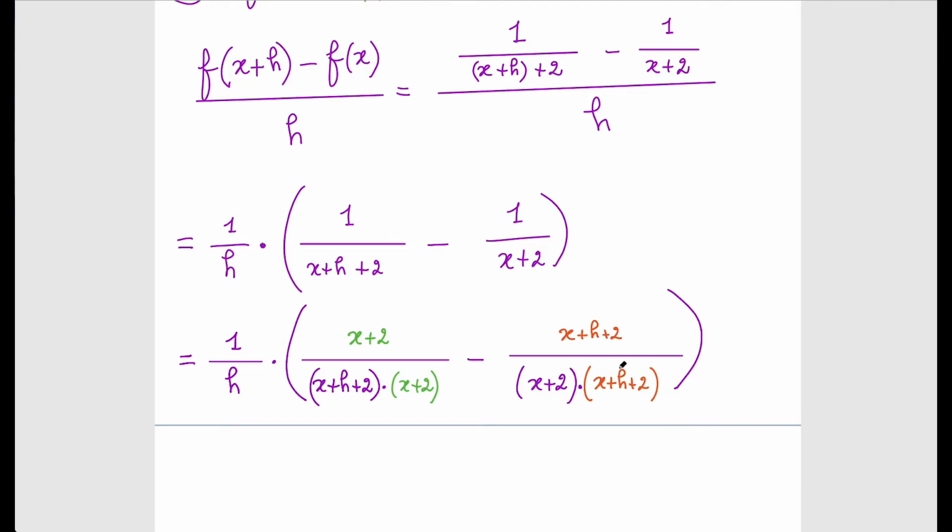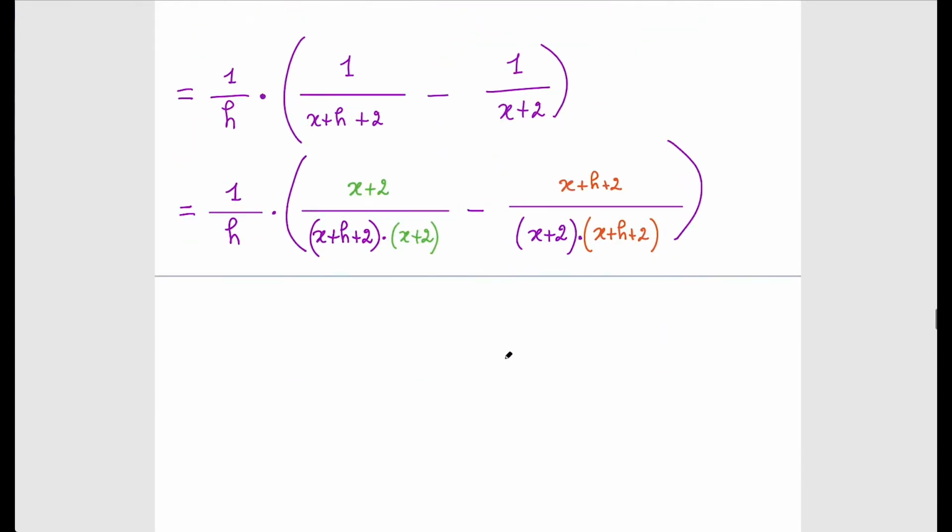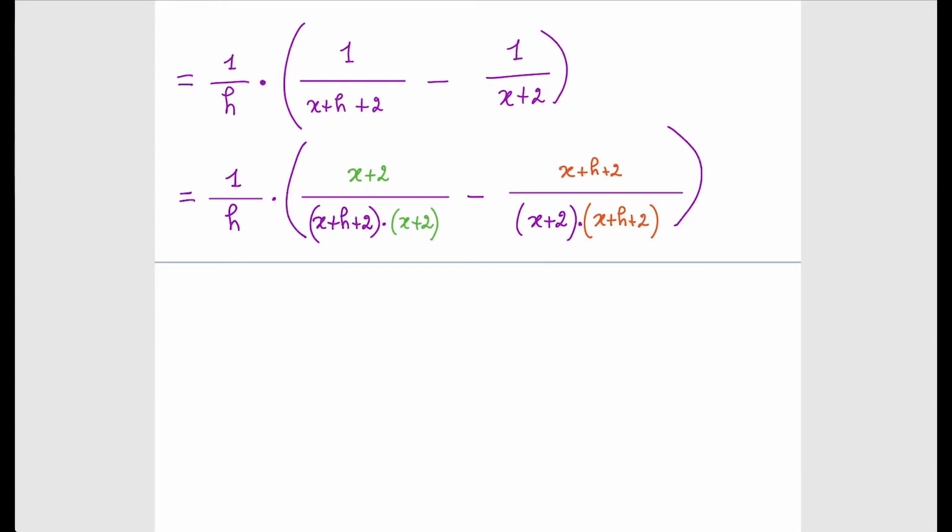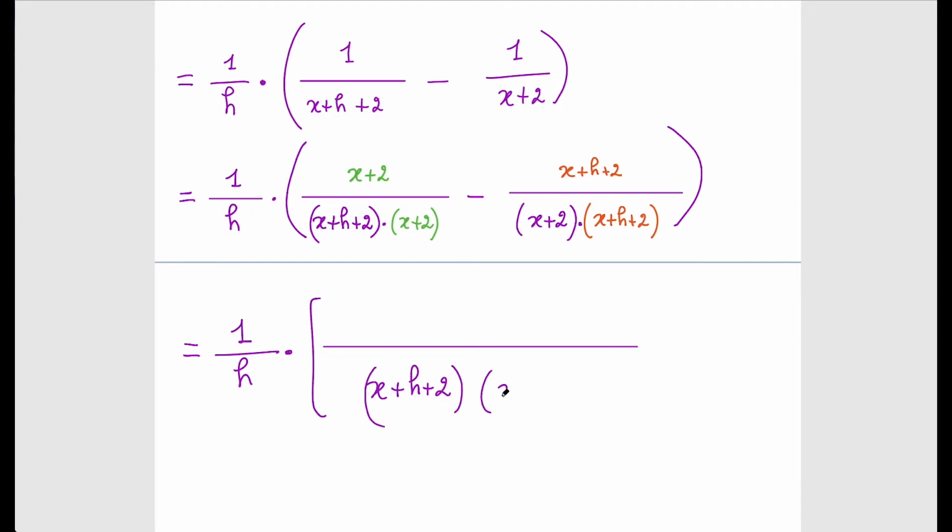But this format is suitable for us to actually combine the two quotients, because now I have a common denominator, and we know how to subtract two fractions which have the same denominator, correct? So how do you subtract two quotients which have the same denominator? You glue them together in some sense, right? So you have that common denominator, which is x plus h plus 2 times x plus 2. And upstairs we have the green part, which is x plus 2 minus the brown part, which is x plus h plus 2. Correct?